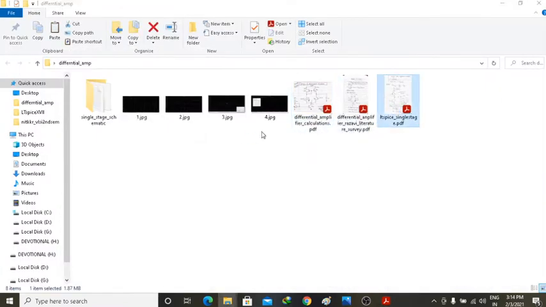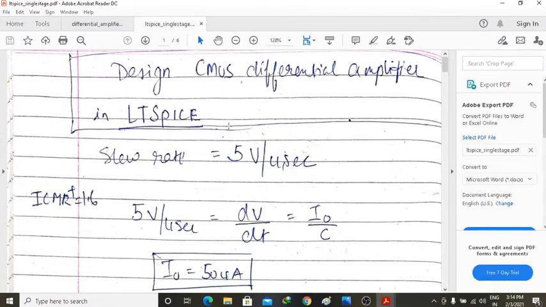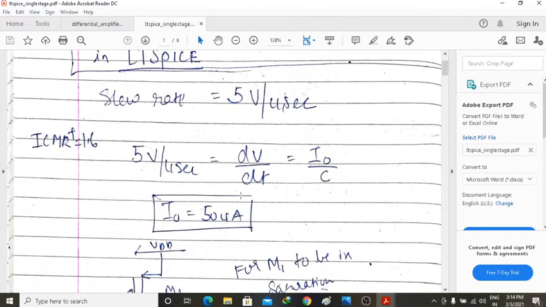So this is the calculation, guys. This is the calculation page of what we first need to do, right? The slew rate is given as 5 volt per microsecond. Slew rate is basically defined as the maximum rate of change of output voltage, so dVout by dt max. It finally comes out that this I naught is 50 microampere.